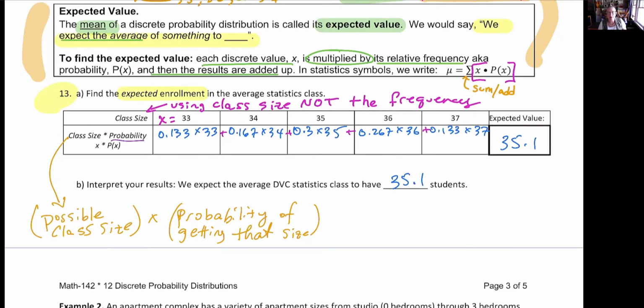Expected value is a weird thing, but just remember it really is just a way to find out on average how many kids are there in a household, how many students are in a class.